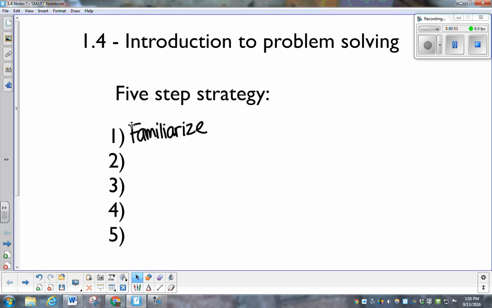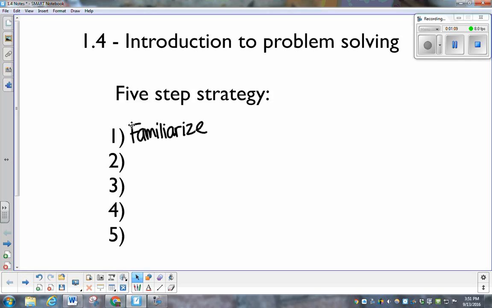Maybe you need more information. Maybe you need to find some measurements. Maybe you need to ask people questions. Maybe you need to look things up online. Something like that. Familiarize yourself with the problem. That's step 1. And you guys feel free to pause this whenever you need some more time to write.